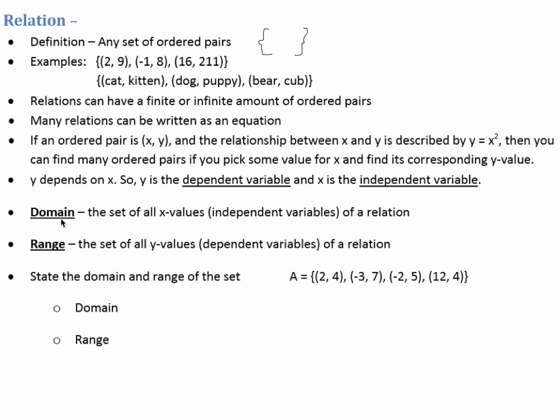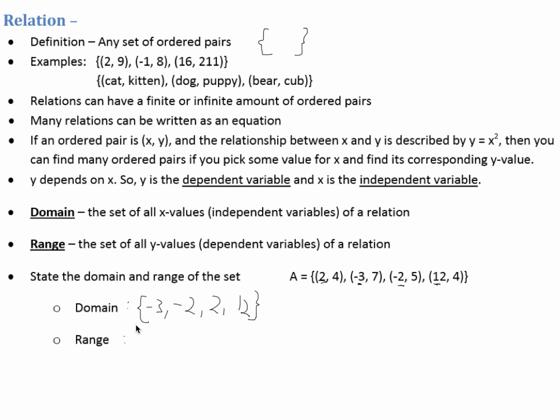Our domain and range: the domain is the set of all the x values, and the range is the set of all the y values. So here's an example. It says state the domain and range of this set. Well, the domain is the set of x values. And normally what we do is we put them in order. So our lowest one is negative 3. So it's still a set. So we've got negative 3, negative 2, 2, and 12, because we want to put them in order.